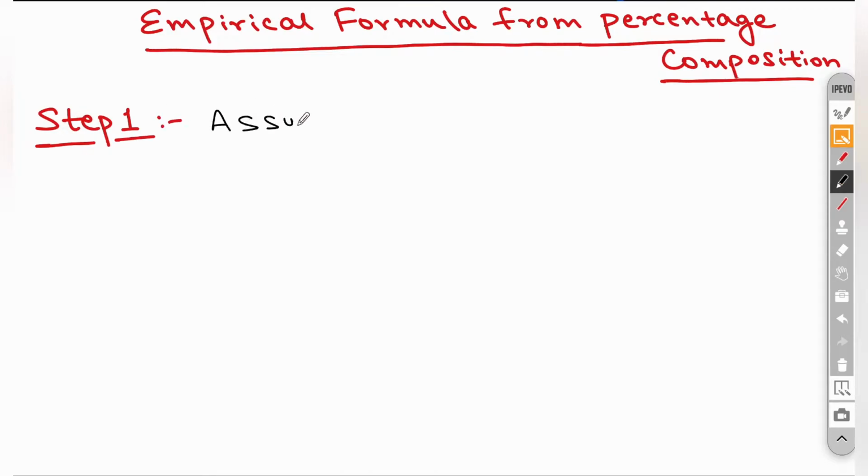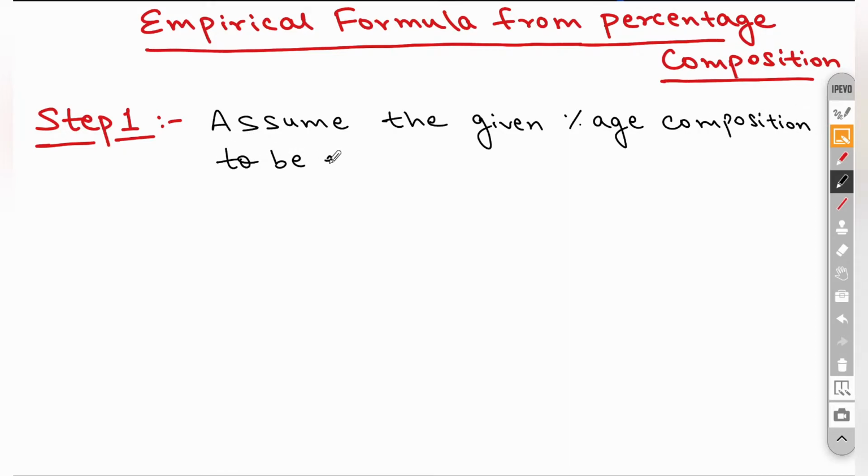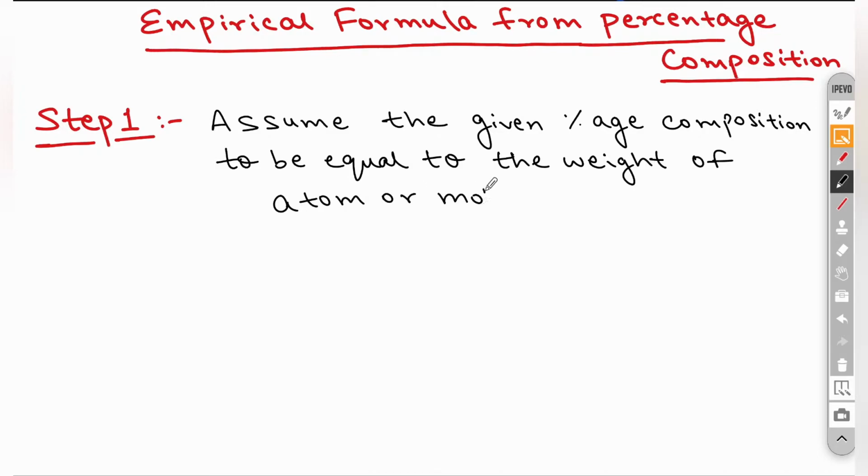Step number 1. Assume the given percentage composition to be equal to the weight of atom or molecule, depending on whichever is present in the problem.